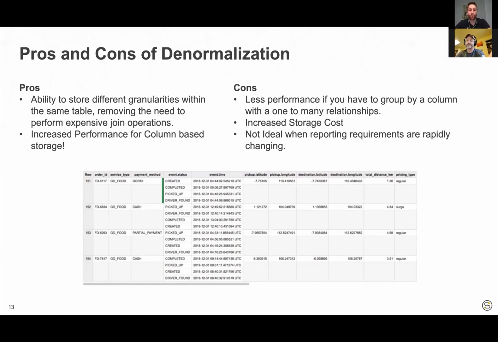So one of the real pros here, and I've gone on about that for a while at this point, is the ability to store those different granularities all in the same table. That's a massive benefit. It also increases the performance for column-based storage, right?